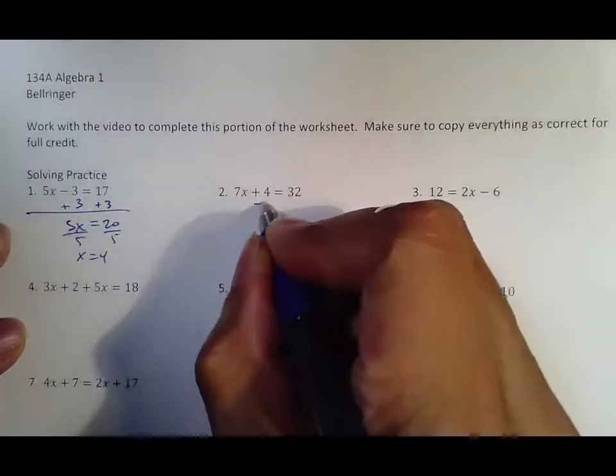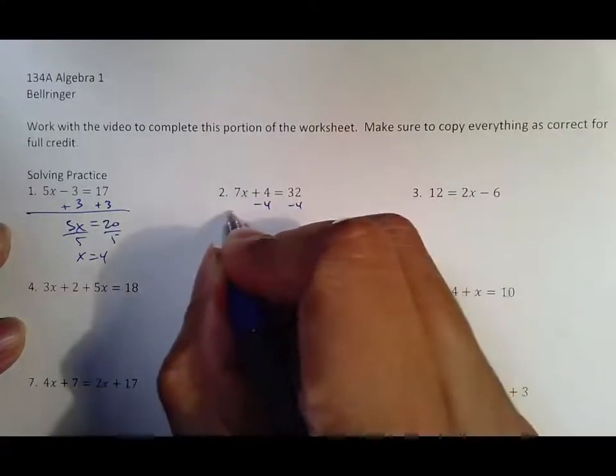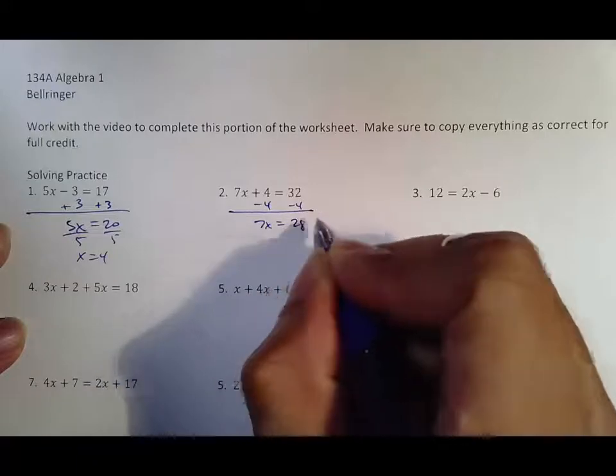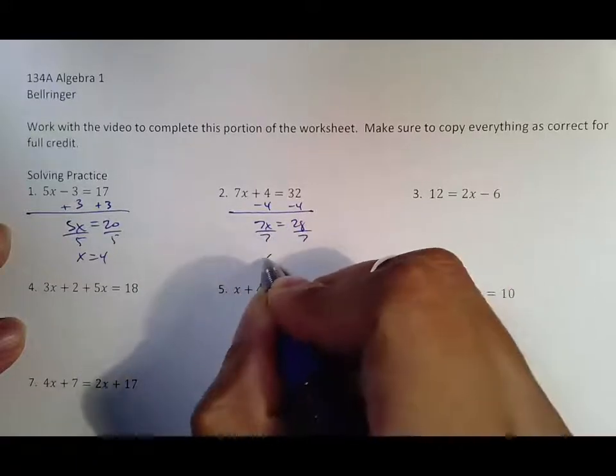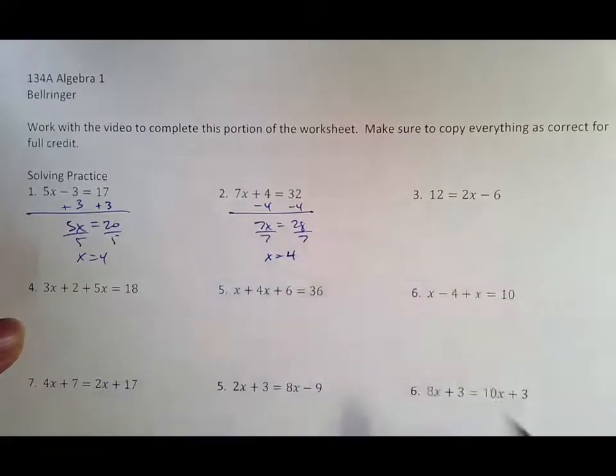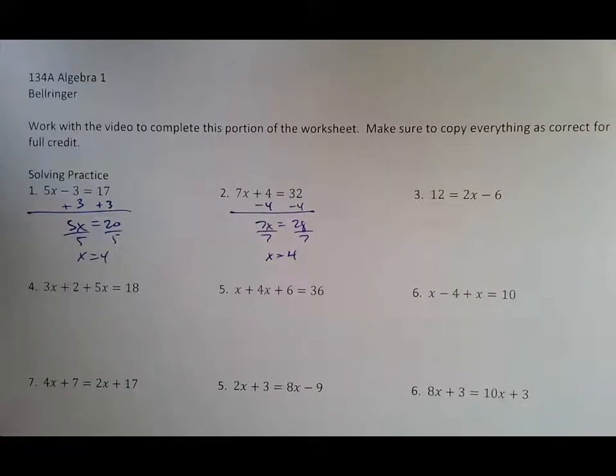7x plus 4 equals 32. First thing you want to do, because it says plus 4, is subtract 4 from both sides, getting 7x equals 28. Then dividing by 7. 28 divided by 7 is 4, because 4 times 7 is 28.